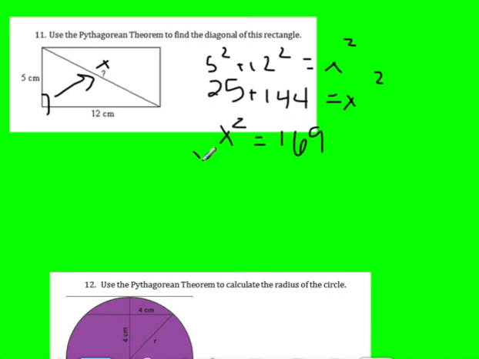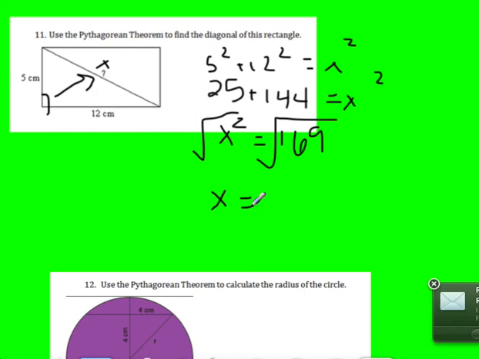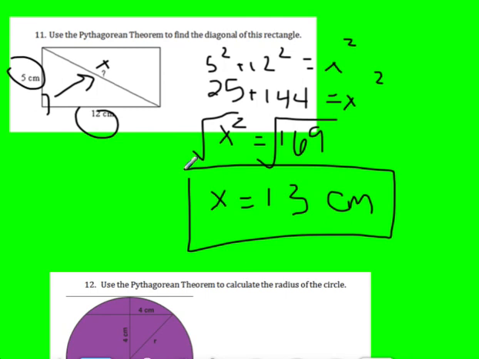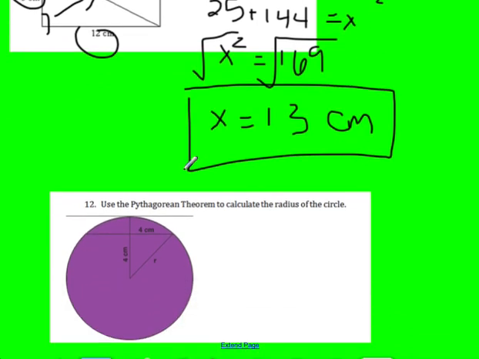So now to get rid of the x squared, I need to take the square root of both sides. And then we have x is equal to, well, the square root of 169 is 13. That's actually a whole number. But you'll notice that I have labels in these problems, so I better have a label on my answer. So the diagonal of that rectangle is 13 centimeters.